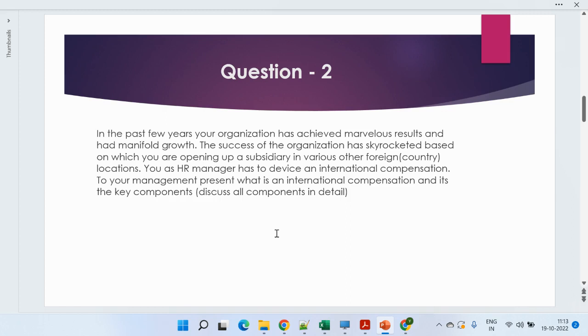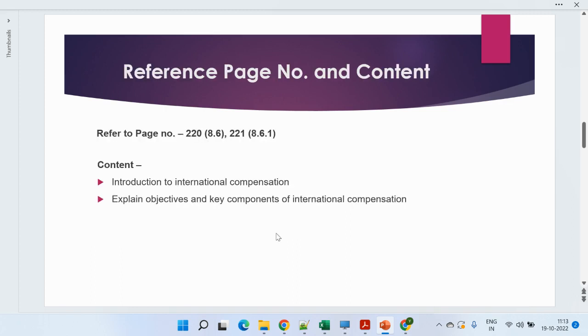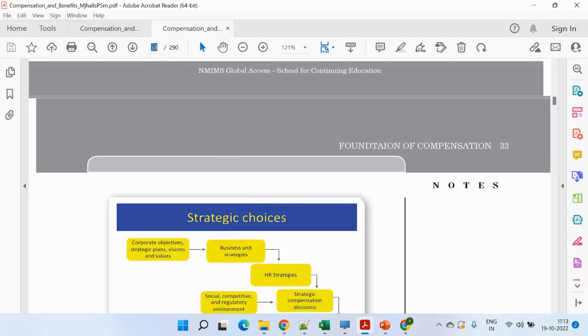Here you are getting, suppose, 1 lakh, then there might be a difference in the salary. You might get $1,000 or maybe $10,000 based on that economy and based on that company acts and norms, right? So international compensation is equally important and different in comparison to the national or you can say the local compensation. So we need to discuss the international compensation and its key components. We need to talk about the international compensation objectives and key components, page number 220.